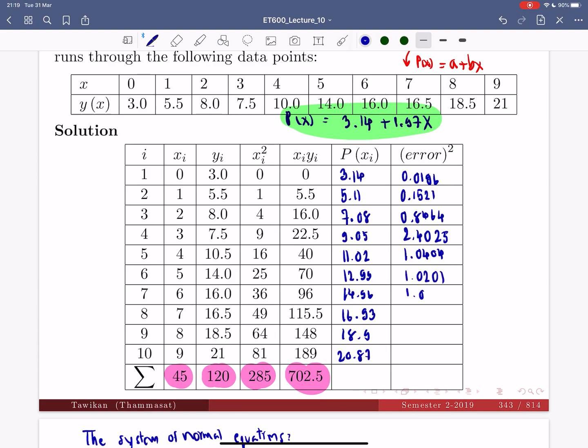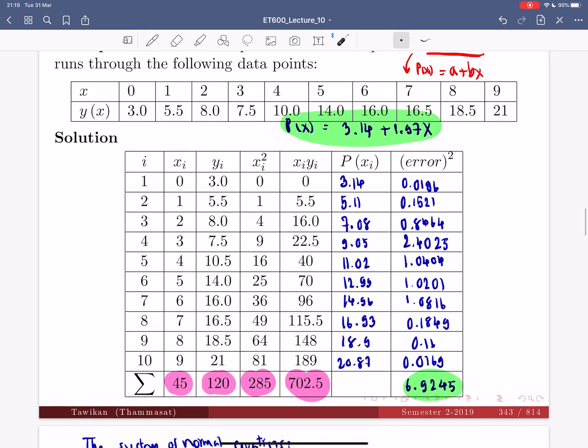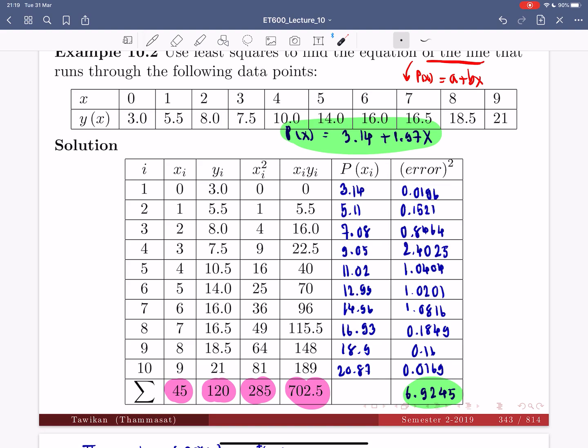0.0201, 1.0816, 1.8916, 0.0169, and then the summation of the error square is 6.9245. So the summation over here is the total sum of the error square. You add this column together to produce the summation of the square of the error. So by using this technique of least square regression, that is the minimum value of the least square error.